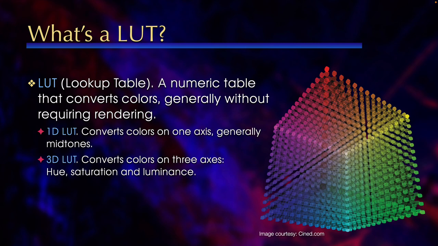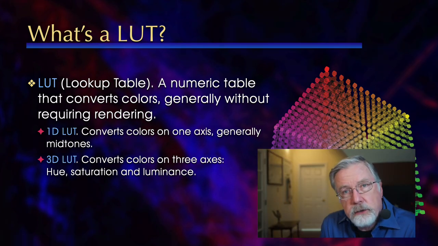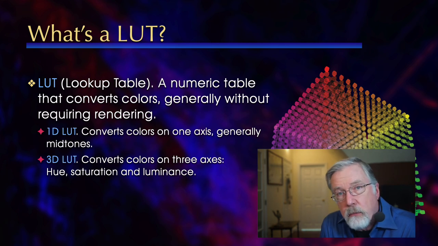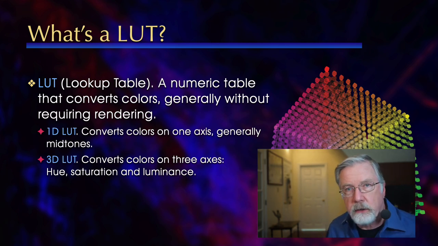A LUT, a lookup table, is a numeric table that converts colors generally without requiring rendering. There are 1D and 3D LUTs. A 1D LUT converts colors on one axis, generally midtones. A 3D LUT converts colors on three axes: hue, saturation, and luminance. 1D LUTs are simple. 3D LUTs are much more powerful and much more effective.